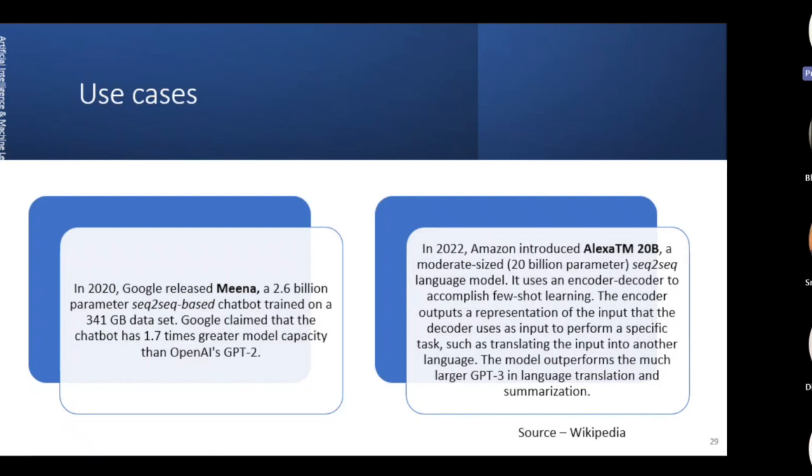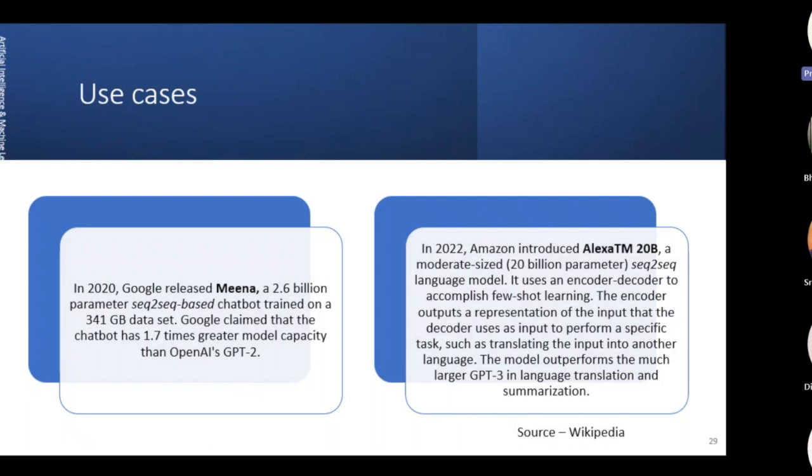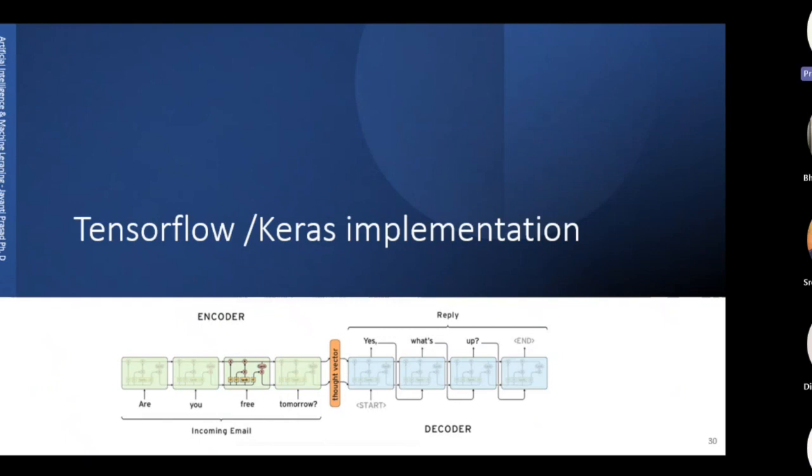There are many use cases of this sequence to sequence model. In 2020, Google released Meena, a 2.6 billion parameter sequence to sequence based chatbot trained on a 341 gigabyte dataset. Google claimed that the chatbot has 1.7 times greater model capacity than OpenAI GPT-2. Till 2020 people were using this. In 2022, Amazon introduced Alexa TM 20B, a moderate size 20 billion parameter sequence to sequence language model. It uses an encoder-decoder architecture, and it was competing with GPT-3. So it's not that these sequence to sequence models are completely out of business, they are still there. And this is a TensorFlow Keras implementation where we have one encoder and one decoder. I will show the Jupyter notebook there.